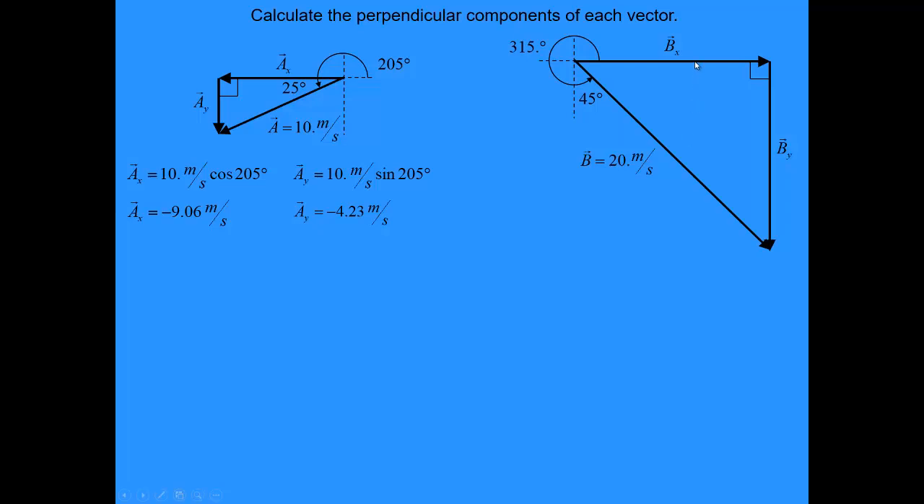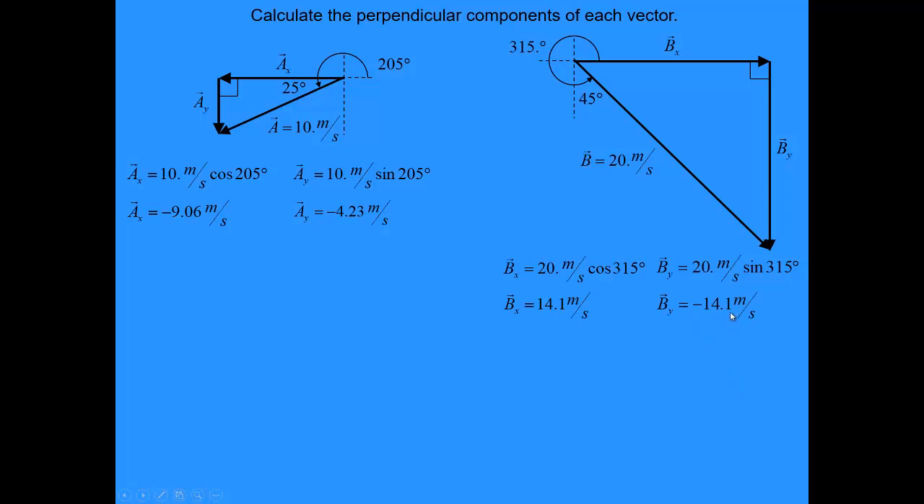So, if we're going to do the horizontal component here, that would of course be hypotenuse cosine of the angle because it's the adjacent side. And we get 14.1 meters per second. And then the y component would be the sine, right, of that angle times the hypotenuse, in which we get negative 14.1 meters per second.